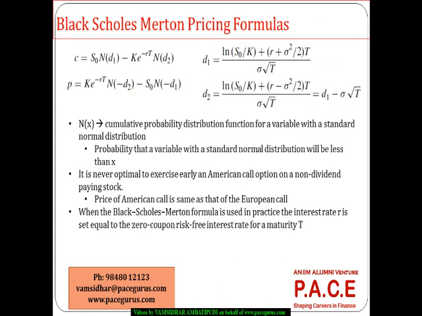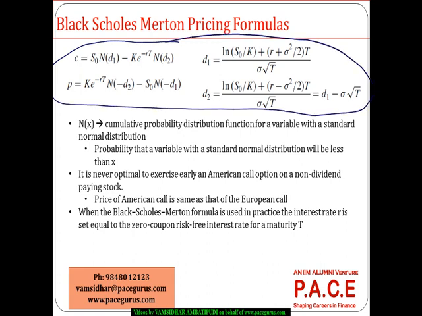Now, some of the formulas which are a part of the computation for Black-Scholes-Merton pricing. I have taken the numerical side as a separate exercise, but this is the price for the call option and this is the price for the put option, where D1 and D2 are determined using these formulas.